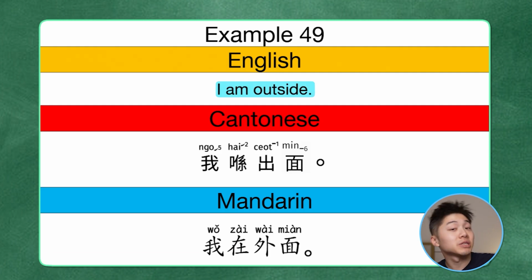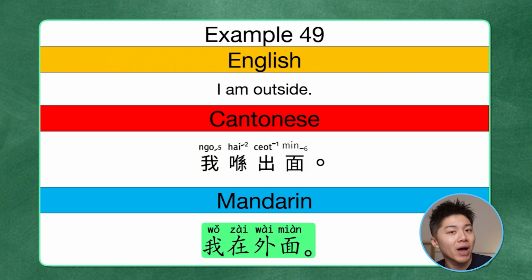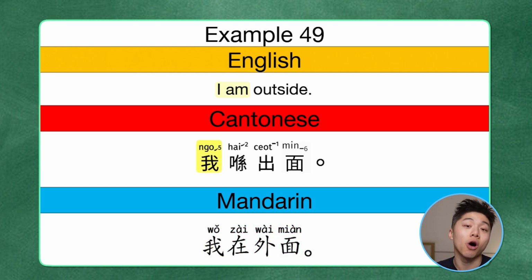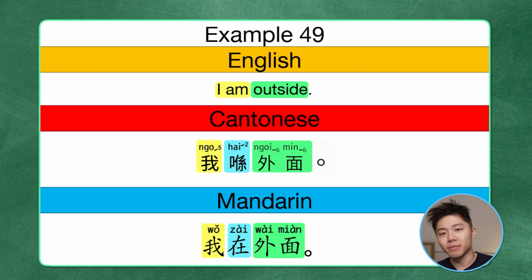So for example, I am outside. In Cantonese, 我喺出面. Now we can also say the same word in Mandarin, 我喺外面. It's totally fine. 出面 is more common though. In Mandarin, we say 我在外面. So let's break it down. 我 is I in Mandarin. 在 means at. And 外面 means outside. Now just remember, there's a million ways to say the exact same thing in Cantonese or Mandarin. There might be other ways except for this. Don't obsess over all of them.